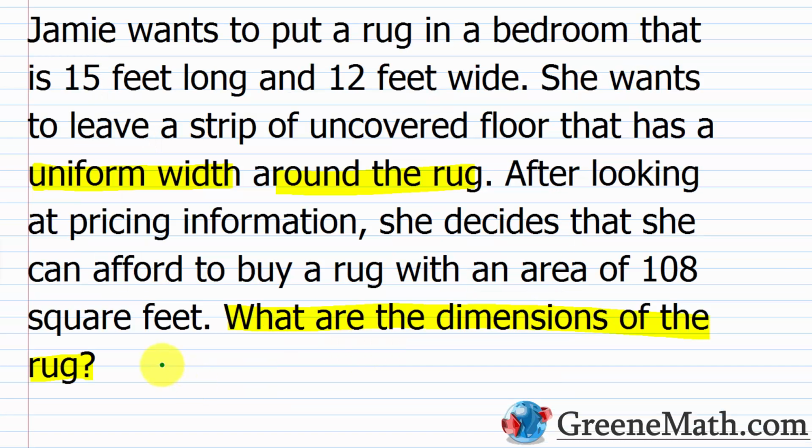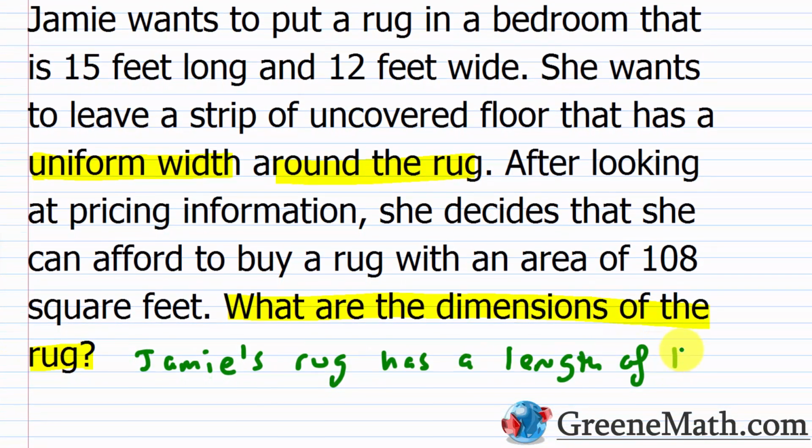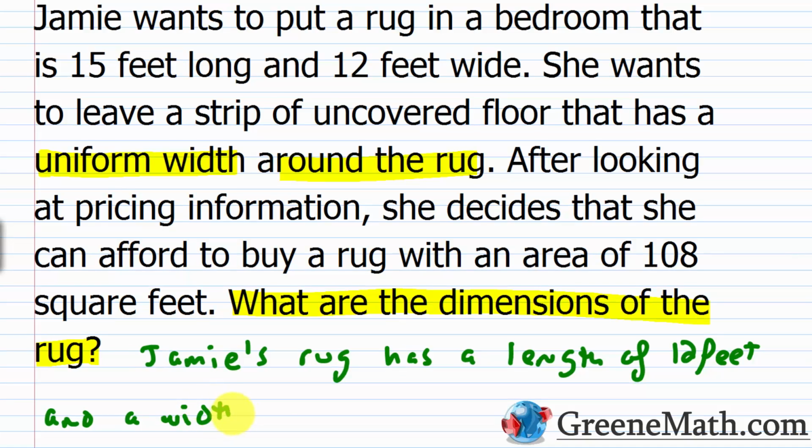So what are the dimensions of the rug? We'll say that Jamie's rug has a length of 12 feet and a width of 9 feet. Okay, is that consistent with what we're told in the problem? Well, 12 times 9 is 108. Feet times feet is feet squared or square feet. So that does match up with this, okay?